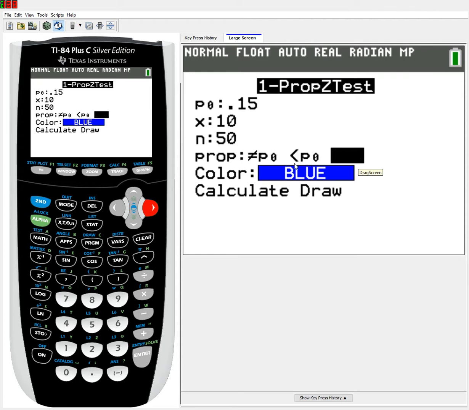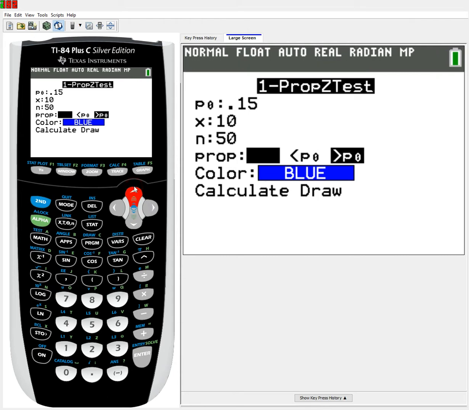Recall that the null hypothesis should typically be set up as equal to something, unless you are doing more high-level hypothesis testing where it can go either way. But for the alternative hypothesis, the one that's h sub 1 or h sub a, depending who you talk to, this should indicate whatever symbol we use there, either a not equal to sign, a less than sign, or a greater than sign.